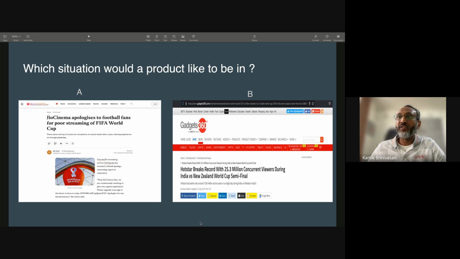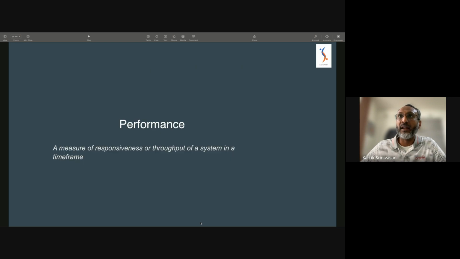So the answer is obviously option B, right? Because the news is actually positive that they were able to scale to a certain number, and we see this even for the last few IPL matches, for example, we very easily see 40 million, 4 crores, etc., as being the daily number of viewers, which is a very, very good thing.